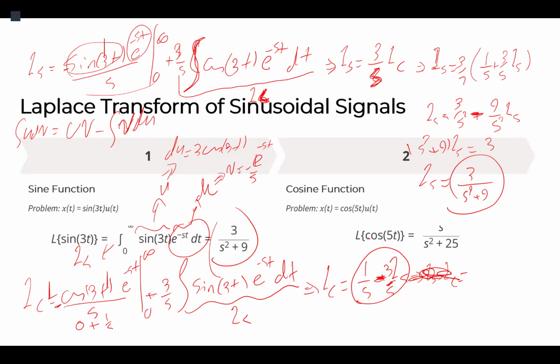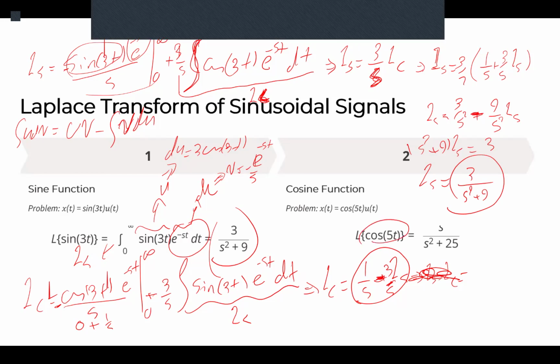Now, the same derivation goes if we have a cosine. It's just that sine and cosine in the whole derivation would swap places. And we know that if we run that, we are going to reach s over s squared plus 25. If you run the derivation, which I encourage you to do, the result is going to be s over s squared plus whatever omega you have here, squared. Are we good?